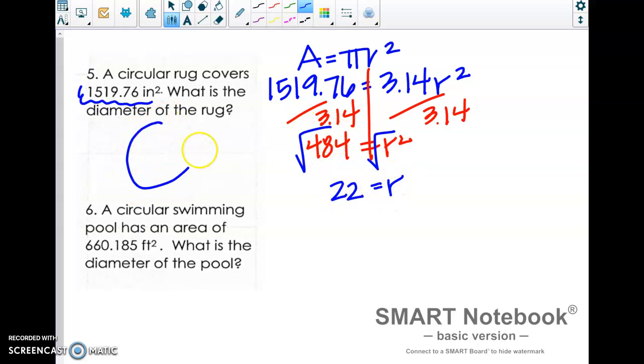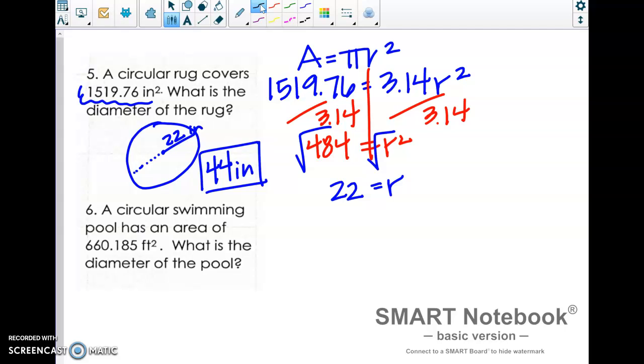So if you think about that rug, it has a radius of 22 inches, but it's asking for the diameter. So all the way across that rug would be twice that. So we've got 44 inches of diameter. Okay, you try number 6. Pause the video, try number 6, and then unpause when you are ready.